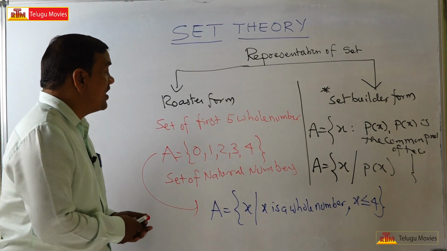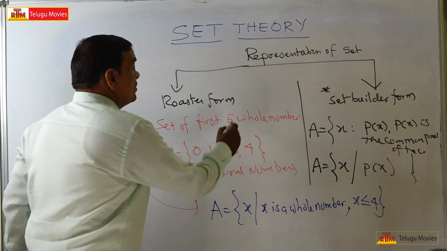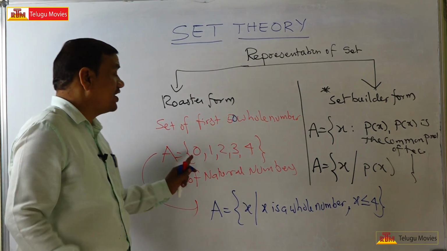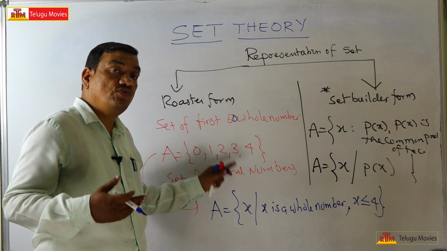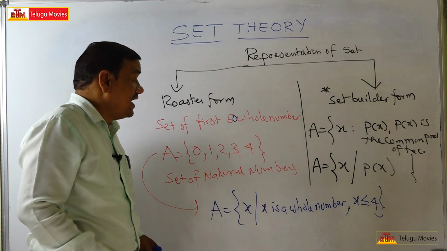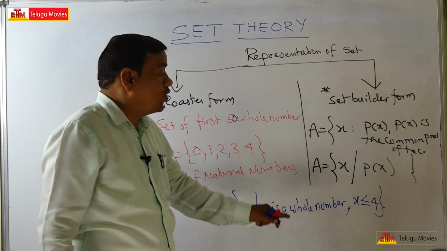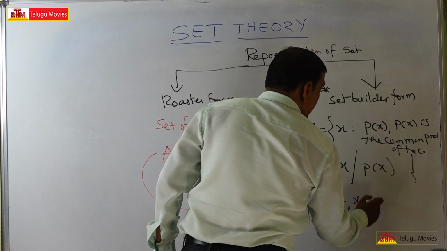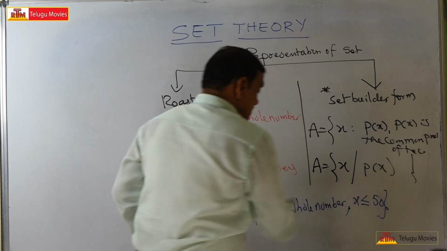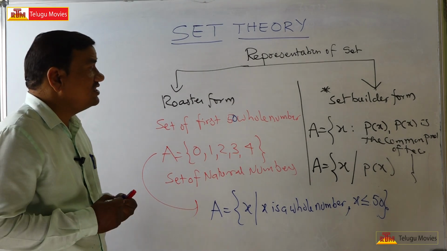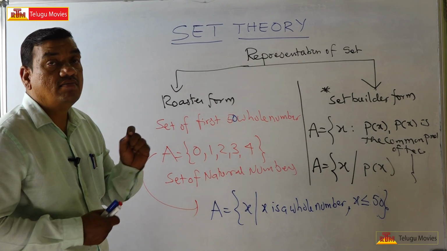Now if I ask you to write the set of first 50 whole numbers, what do you have to write? 0, 1, 2, 3, 4, and so on up to 49. Here, X is such that X is a whole number and X is less than 50. In this set there are 50 elements. Understand? So this is the way of writing set builder form.